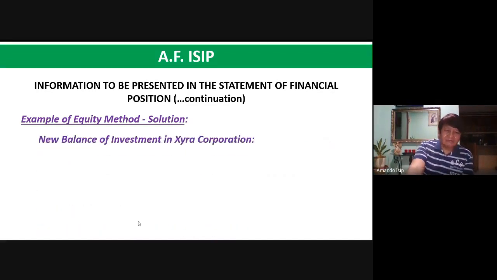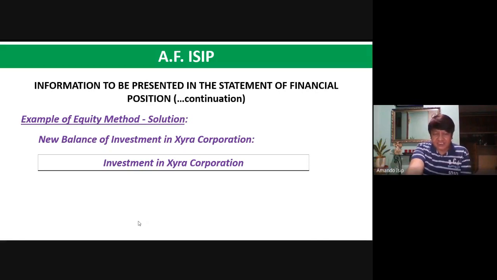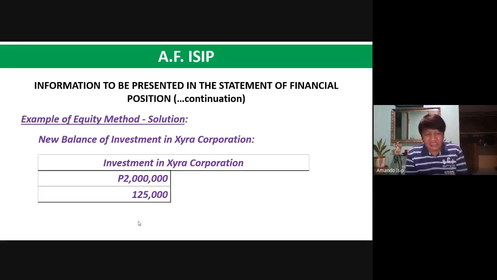Next, let's compute the new balance of investment in Syra Corporation, because we were able to adjust the value of the investment in Syra by using the equity method. So this is the T account of investment in Syra Corporation. The first entry is 2 million, at the beginning of 2021, wherein Amanda invested 2 million pesos. And then we added 125,000 pesos. That is our share in the net income of Syra.